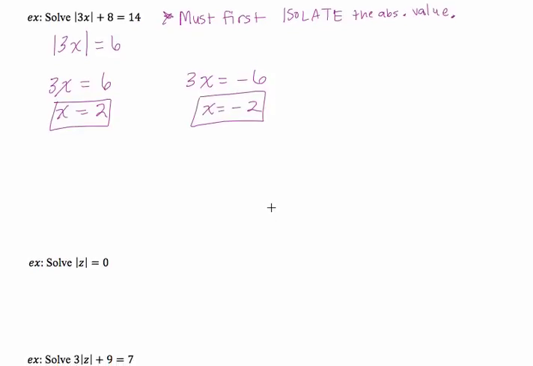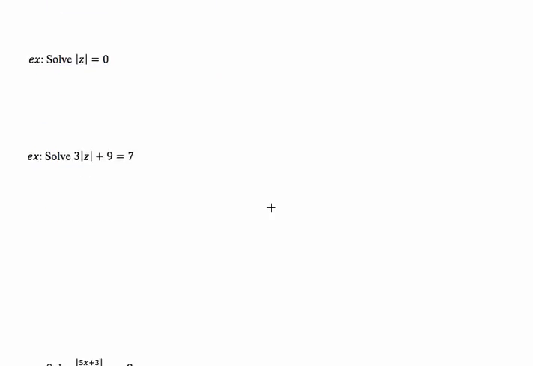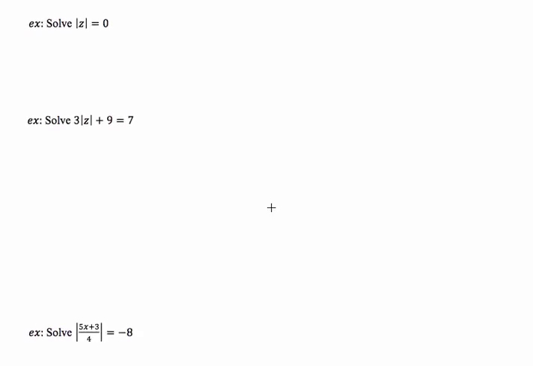Okay, on this one, solve the absolute value of z equals 0. You could set it up the same way and say that z is positive 0 or z is negative 0, but positive 0 and negative 0 are the same thing. So z just equals 0 because the distance from 0 to 0 is 0. So that's the only solution there.